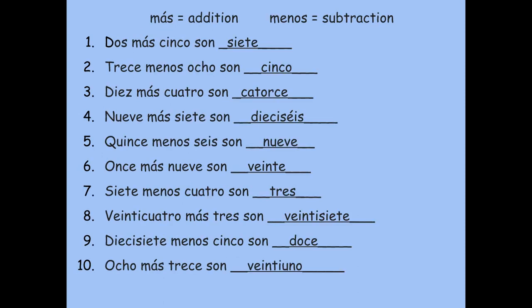Here's what we see. 2 más 5 son 7. 13 menos 8 son 5. 10 más 4 son 14. 9 más 7 son 16. 15 menos 6 son 9. 11 más 9 son 20. 7 menos 4 son 3. 24 más 3 son 27. 17 menos 5 son 12. 8 más 13 son 21.